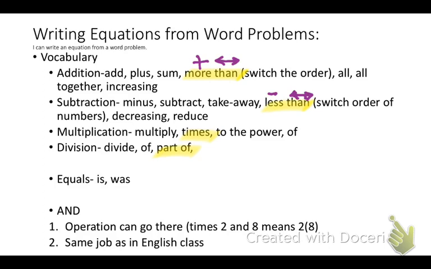Now we're always going to be looking for the word is or was, because that's our equal sign. And the word and, when we get to more complicated things, the word and is where we're going to put our operation. So multiplication or subtraction or addition is going to go where that and is. It does the same job as it does in English, connects one part of the sentence to another part of the sentence. Okay?